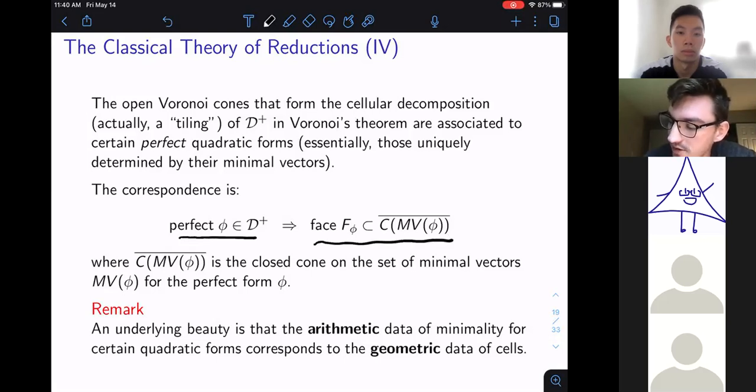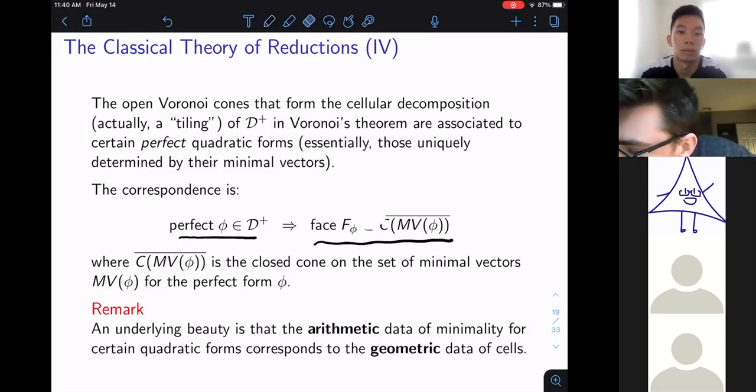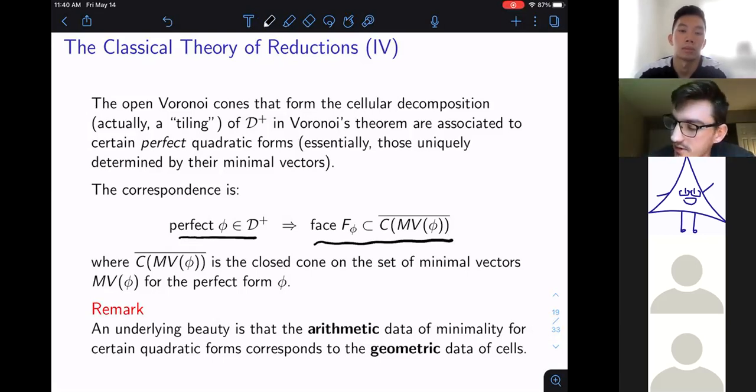the cone. So you take the cone on the minimal vectors, and you take its closure, and a face inside this closure. This gives you the faces f. These f phi are what give the decomposition of D plus.